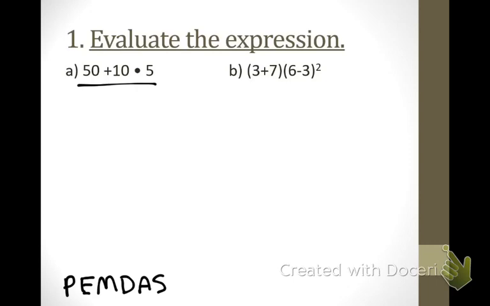Next up, E stands for exponents, and I can see there are no exponents inside of my problem. So the next thing I'm going to do is the M. M stands for multiplication. As I'm looking at this, I can see right here I have some multiplication to do. So 10 times 5 equals 50. What I'm going to do is go ahead and bring that 50 down, and then I'm also going to bring down my plus, and I'm going to bring down that other 50. So I'm left with 50 plus 50.